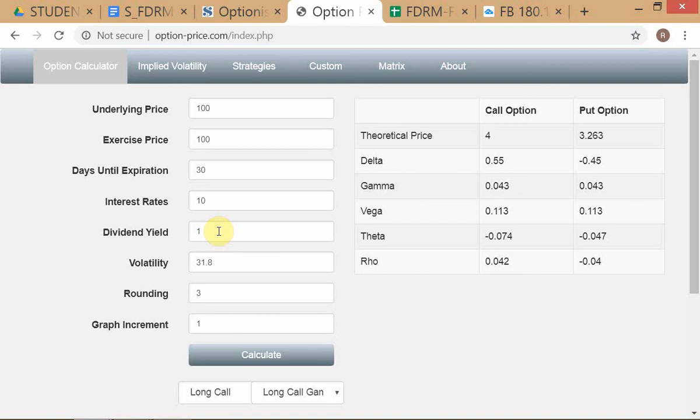So dividend yield also, because companies' dividends don't fluctuate that much. They usually only change it when they actually have no choice. They don't cut the dividend because it sends a very bad signal. So companies try to maintain the dividend. Therefore, dividend yield doesn't fluctuate that much compared to how much vol fluctuates in the market.